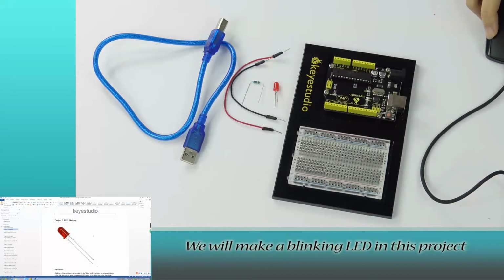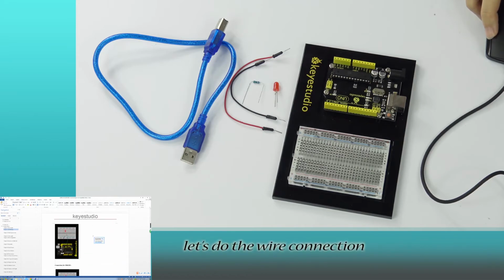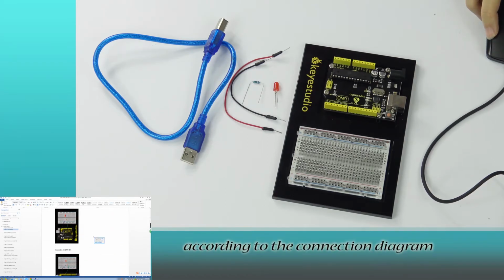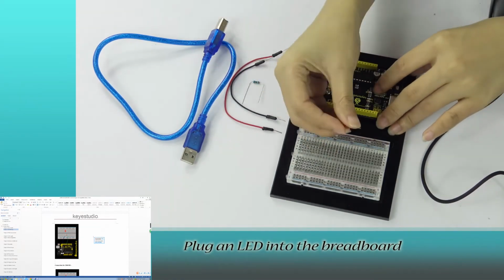We will make a blinking LED in this project. First, let's do the wire connection according to the connection diagram. Plug an LED into breadboard.